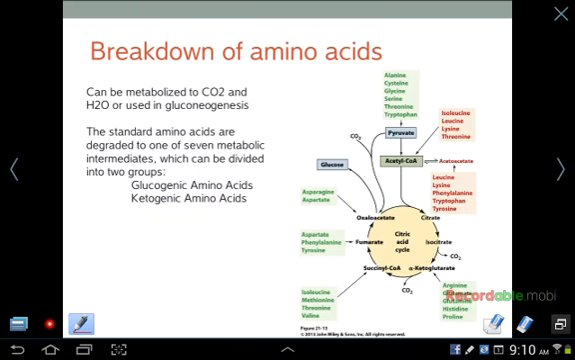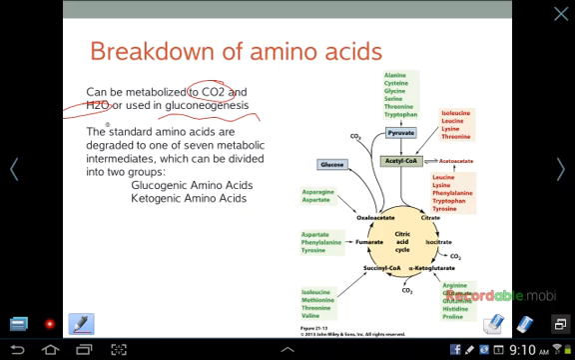Alright, so now that we have removed the ammonia, we can further break down amino acids. Amino acids can either be fully metabolized through entry into the citric acid cycle and then through the electron transport chain to generate CO2 and water, or they can be used in gluconeogenesis. Remember, we're going to get oxaloacetate from the urea cycle as well, which can be used in gluconeogenesis.